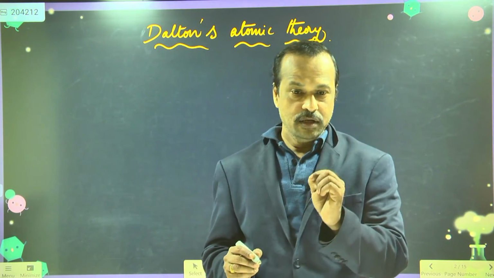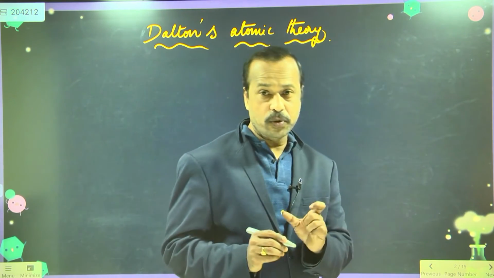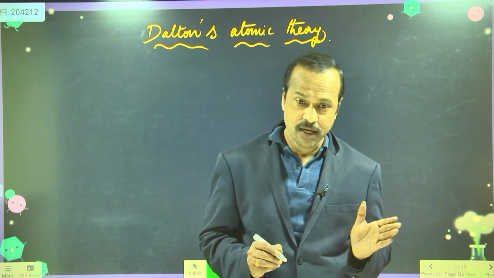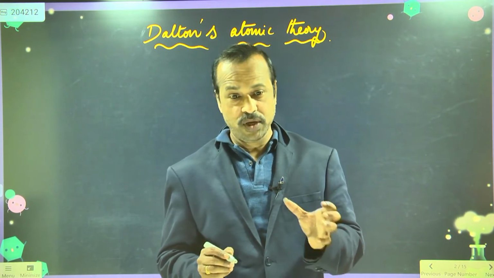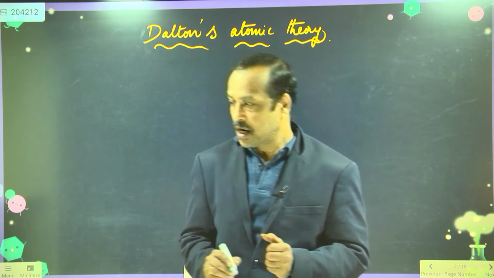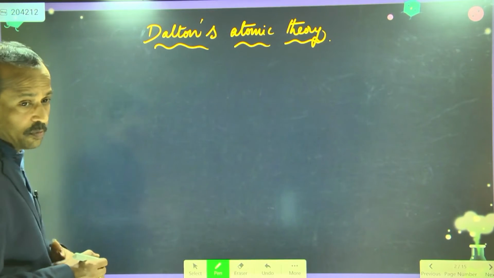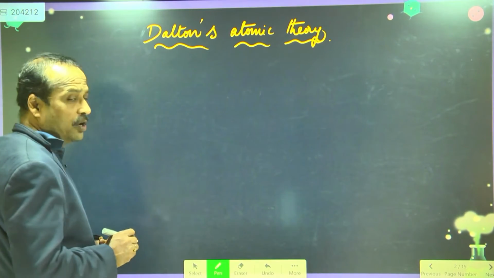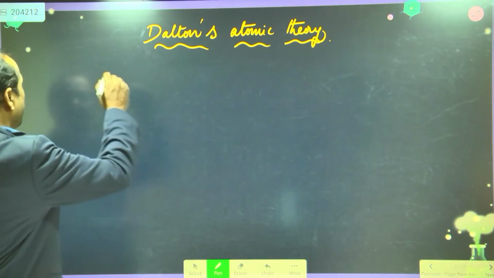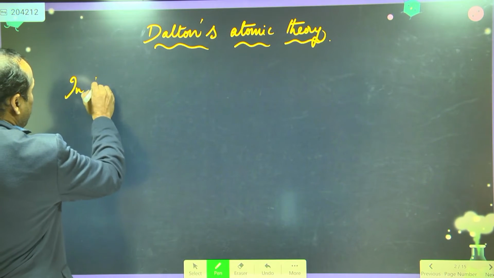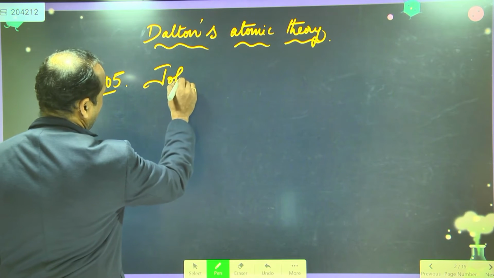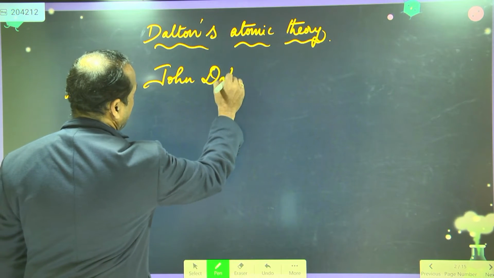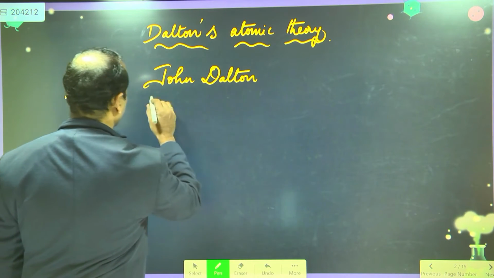This concept, held by the philosophers of Greece and also in India, before 200 or 500 BC, was an early idea. The same concept was taken forward by Dalton's atomic theory. His full name is John Dalton, and in the year 1805 John Dalton proposed an atomic theory.